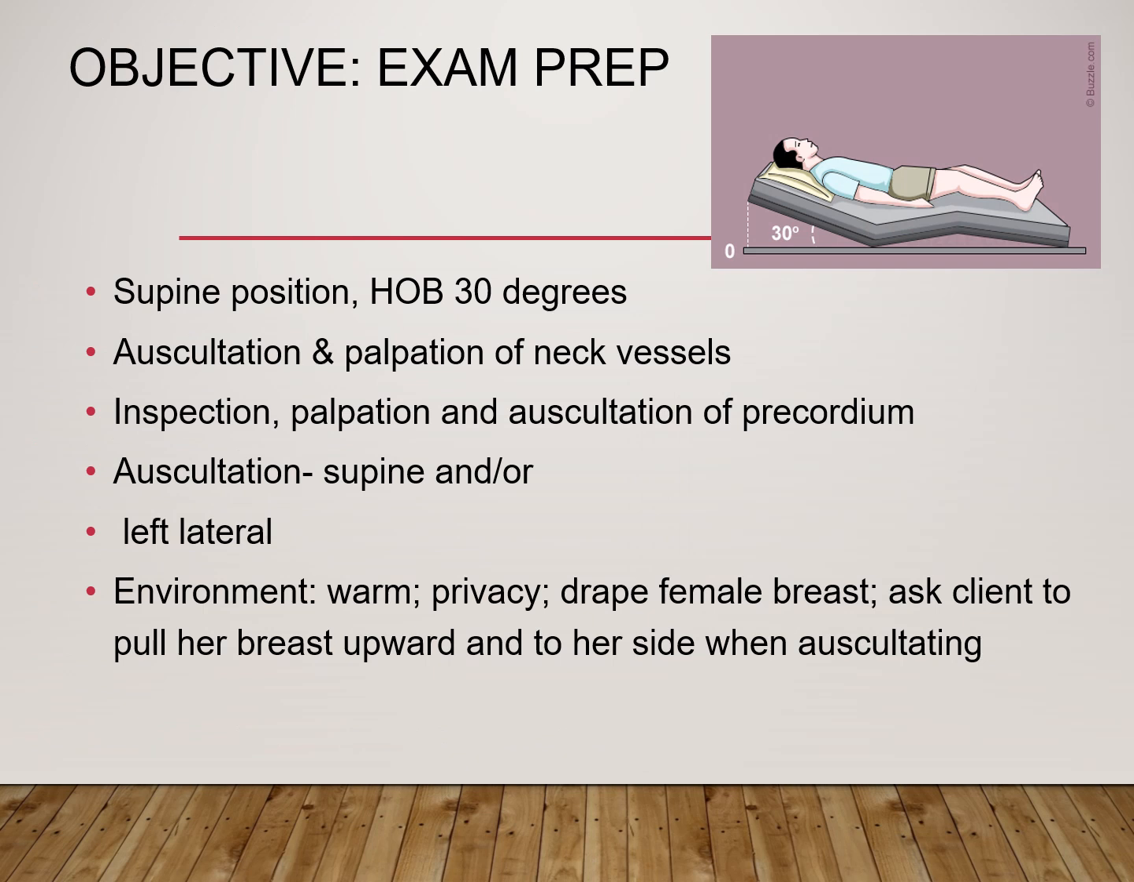Now, when you're assessing your patient for heart and neck vessels, we have them supine with the head of bed 30 degrees. You're going to inspect, auscultate, and palpate the heart and neck vessels. We want the environment to be warm. We want to have drapes available so we can provide privacy, because we'll be looking at the anterior chest or the precordium, and that's for women. We'll have breast tissue there, and so we want to only expose the areas that we're auscultating or inspecting.